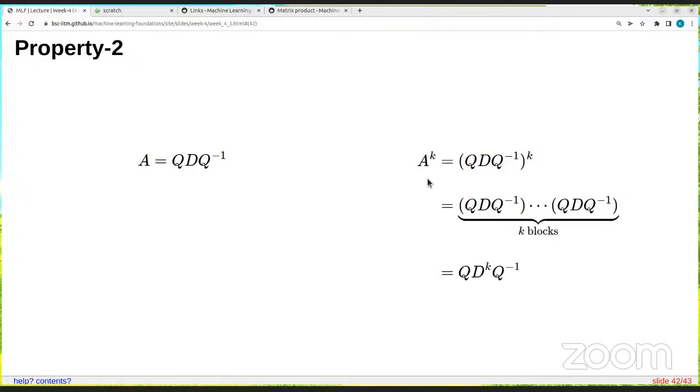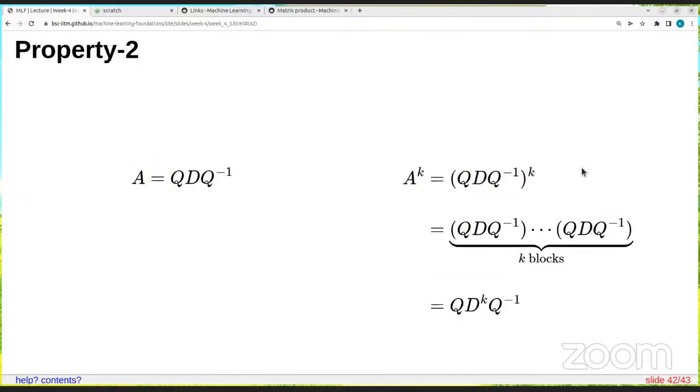So did everyone understand this part? If not, we'll work on this. Does anyone want an extra explanation here, or is this clear to all? Yes, sir. Okay. All right. So the nice part is it's very easy to raise a diagonalizable matrix to the kth power. Right. So you just need to raise the middle diagonal matrix to the kth power.